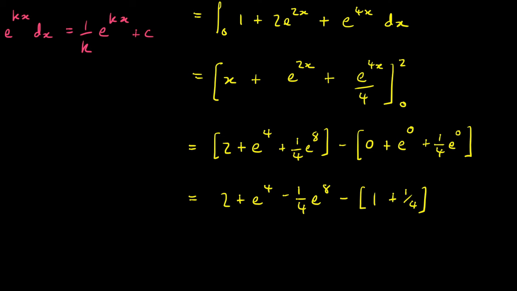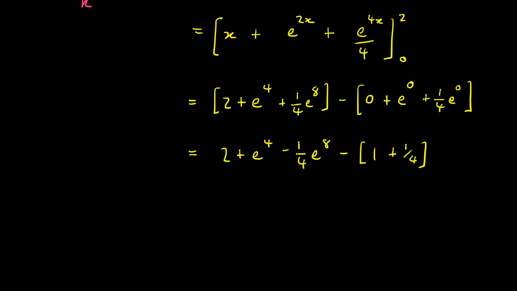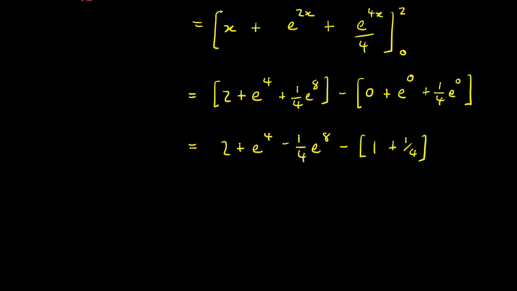And 1 plus a quarter is 5 upon 4, right? So we're subtracting 5 upon 4, and we've got 2 minus 5 upon 4. Well, 2 is 8 upon 4, and 8 upon 4 minus 5 upon 4 is 3 upon 4. So this is 3 upon 4 plus e to the power of 4 minus a quarter e to the 8. Okay, so that should be the exact answer, and I will just check the mark scheme, see that I am right. 3 quarters plus e to the 4 plus e to the power 8 upon 4.